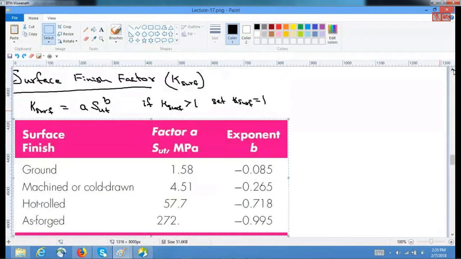Now if you look at it, if the surface finish is well ground, then whatever the material Sut, you use a factor of 1.58 and an exponent of minus 0.085. If it is machined or cold drawn, then you use a as 4.51 and b as minus 0.265. For as forged condition, you use a as 272 and b as minus 0.995. These were proposed by Shigley and Mischke.